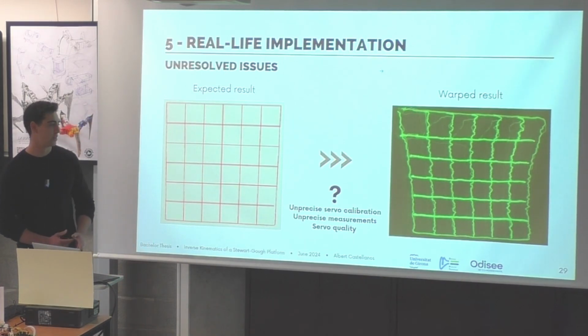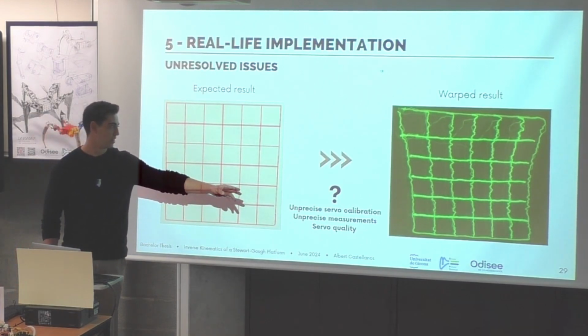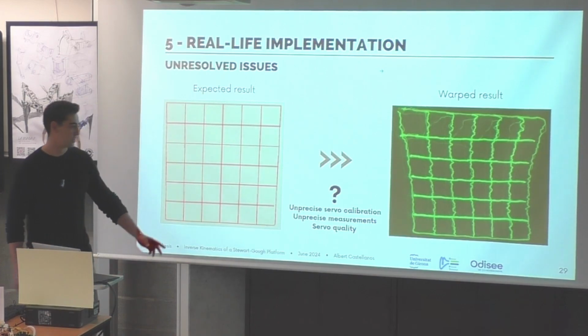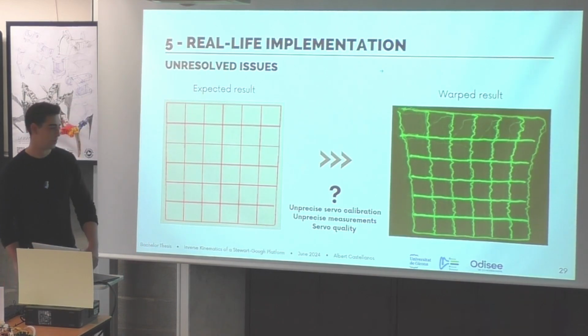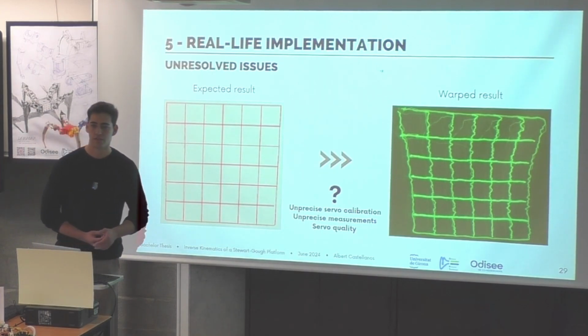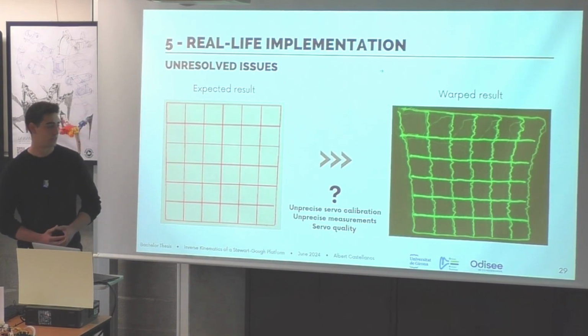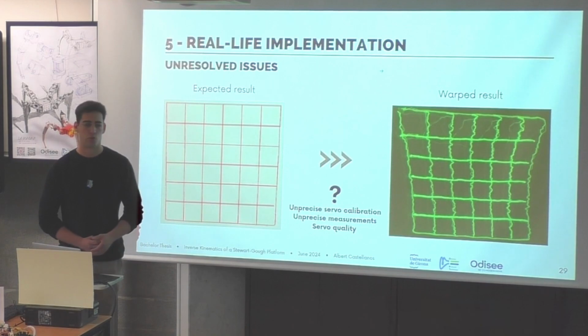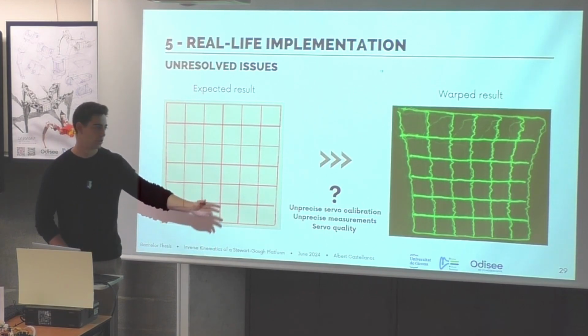And the main issue we had is a little bit of warping in the top side of the projection. And that may be due to maybe an imprecise servo calibration or the measurements of the physical parameters, or even maybe the servo quality, which, as I said, we were working with cheap servos, and the precision maybe is not that accurate as we want it to be. And these possibilities, I made some tests to prove them, but I didn't really reach any precise conclusions. So we're not sure if these are the real cause of the issue.